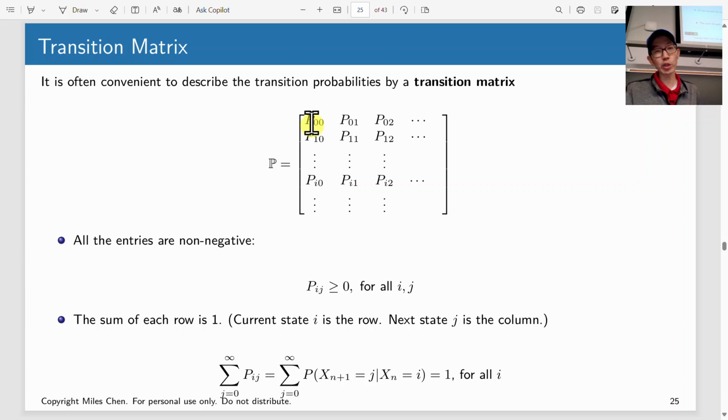Each row, because if today I'm at state 0, I have to go somewhere, the sum of all the probabilities in a row will add up to 1. So each row will add up to 1. And this is a matrix of probabilities, so everything has to have a probability of 0 or more, everything has to be non-negative. Those are the two required properties: everything non-negative, and each row sums to 1.